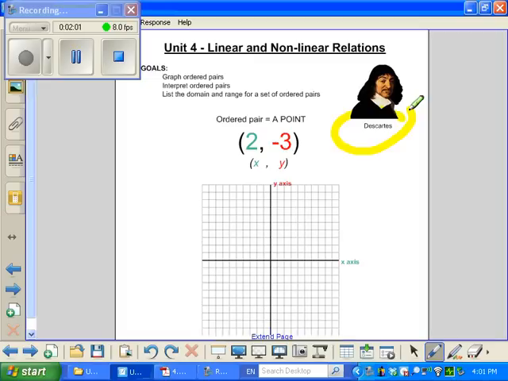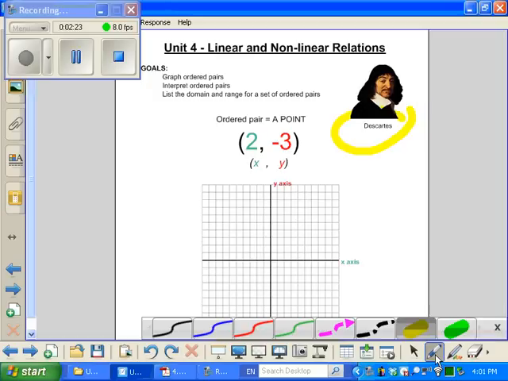Okay. René Descartes came up with this system of organizing information, organizing two pieces of information to be specific. Now, in math terms, we call them variables, x and y, but they could represent other things, right? That's why they're variables. So basically, his method of organizing this information was kind of like taking two number lines and putting them together.